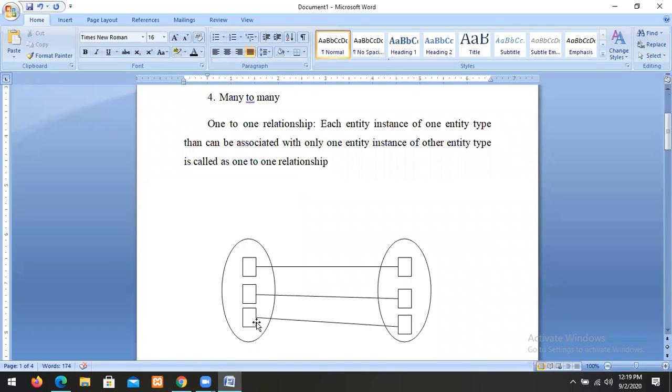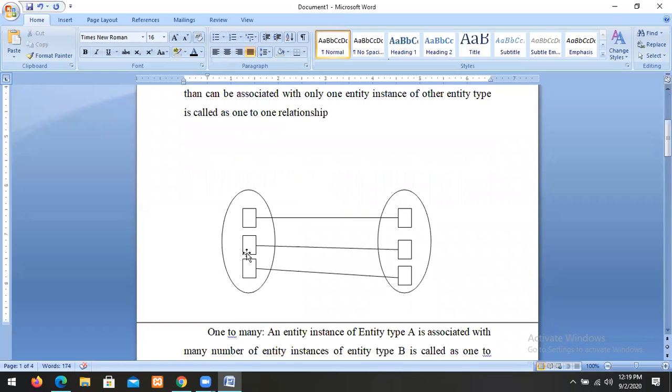We'll take an example. We have two entity types: entity type A and entity type B. Entity type A has three entity instances.